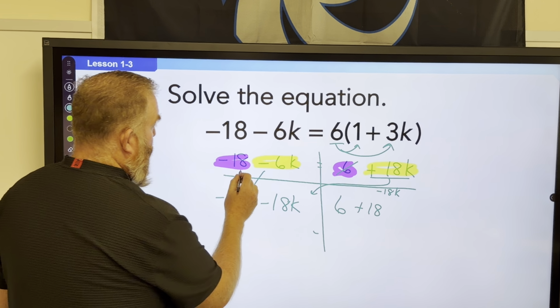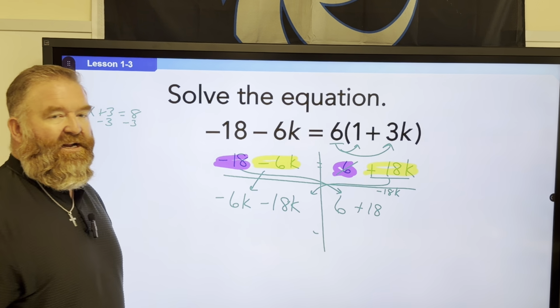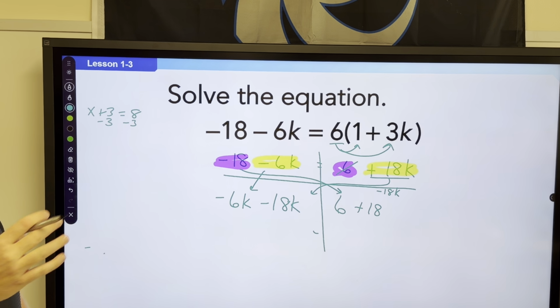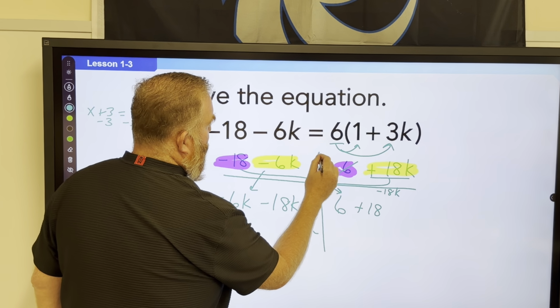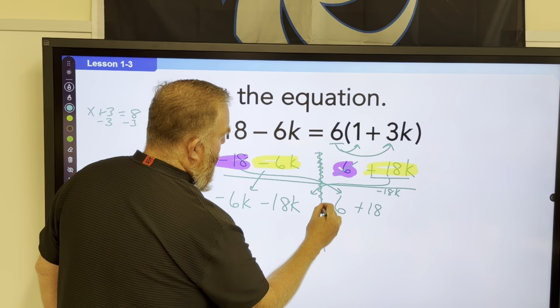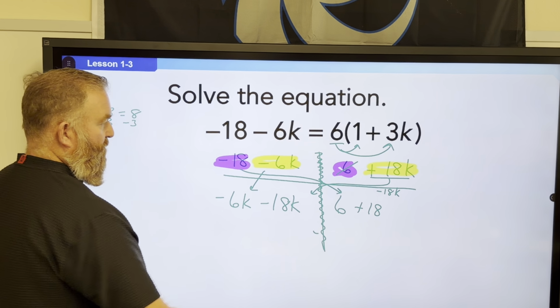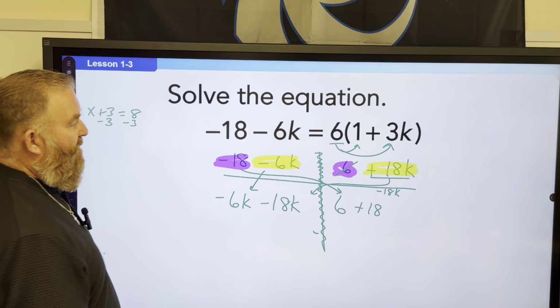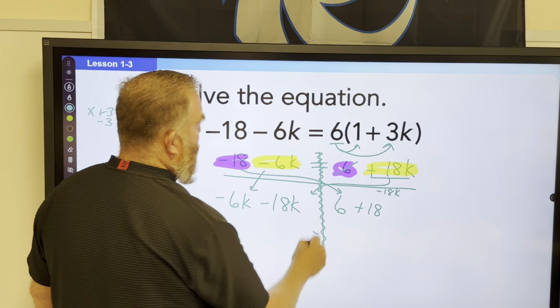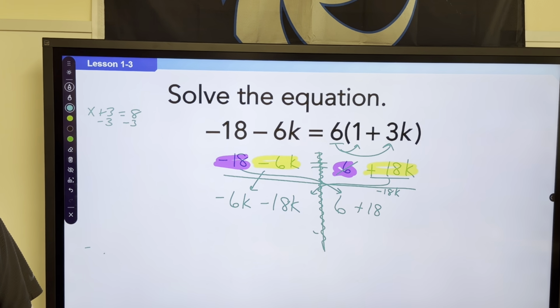Now we can combine. Oh, by the way, let me back up just a little bit. The reason I like drawing the arrows is because as soon as I cross this line, what is that line? What's it go through? The equal sign. As soon as I cross that sign, the signs change.